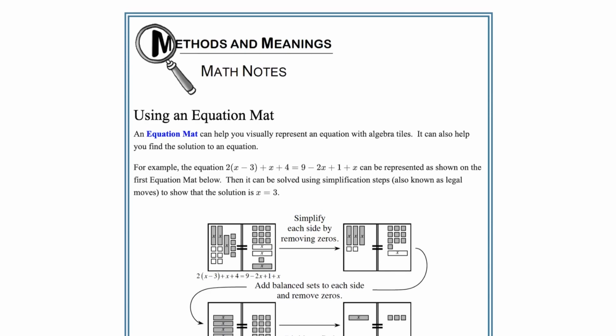Okay. First step was to simplify each side by removing zeros. Once they did that, they made it look a little simpler, and then they added balanced sets to each side to remove zeros. That's bringing in opposites to make zeros. That's the same thing as what I just discussed in the first problem, okay? And then once we do that, we can see that all the x's are on the left and all the ones are on the right. And then you're going to divide to find the value of x by dividing by how many x's we have for the number of ones that we have. So if we divide both sides by 4, we get x equals 3.